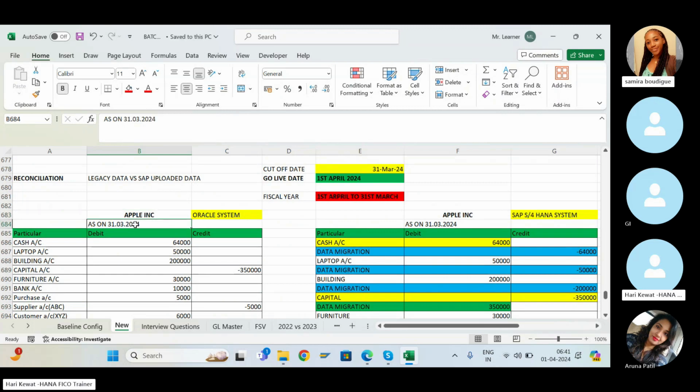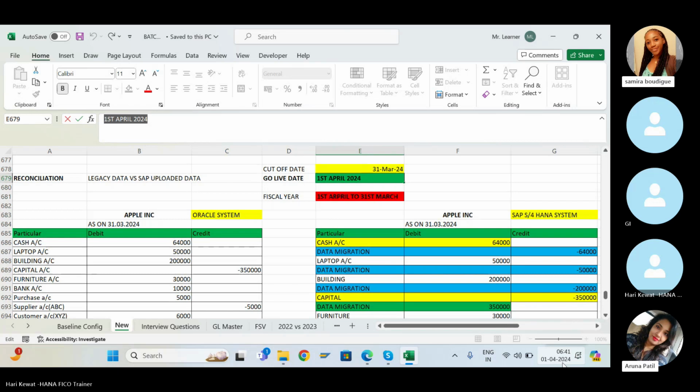So again, I'm repeating for your understanding purpose. Let's say you decided to go live with SAP from 1st April 2024. That is today. Today is our next fiscal year, right? So from the beginning of the fiscal year, you decided to go live with SAP. Live in a sense, you are planning to use SAP for your accounting purpose, and you don't want to use the Oracle system.